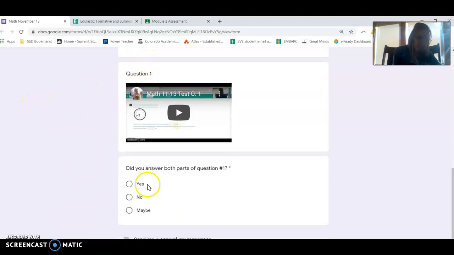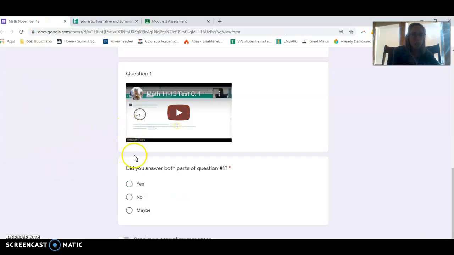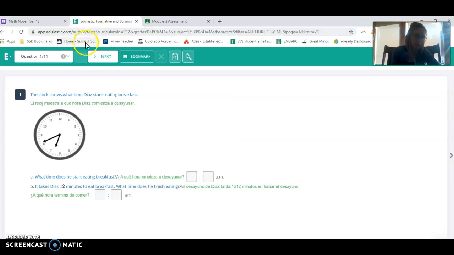Now here's the thing. You have to answer question number 1 right here in order to receive credit. You have to put in the correct answers here in order to receive credit. So just answering, did you answer both parts of question number 1? Answering that yes does not mean that you get credit unless you really did. Okay? So I'm going to switch back over to my test and I'm going to read it to you now.